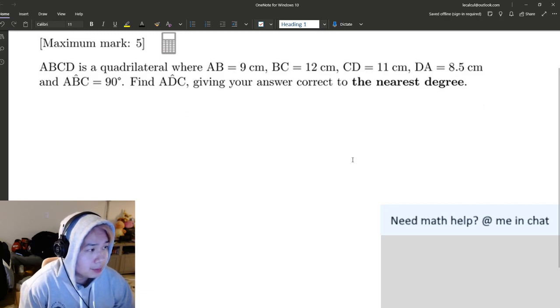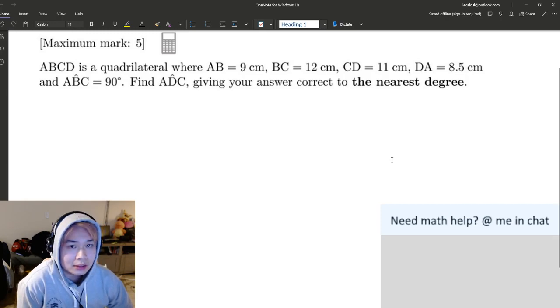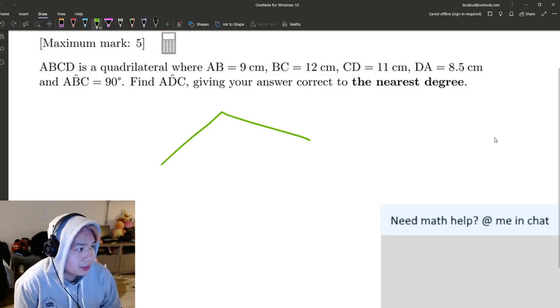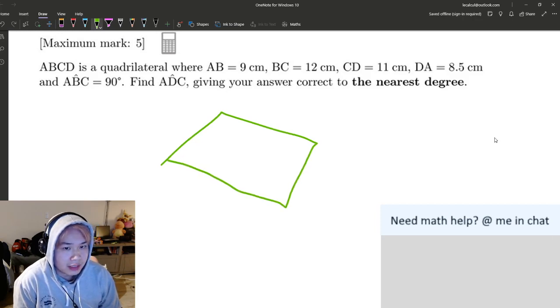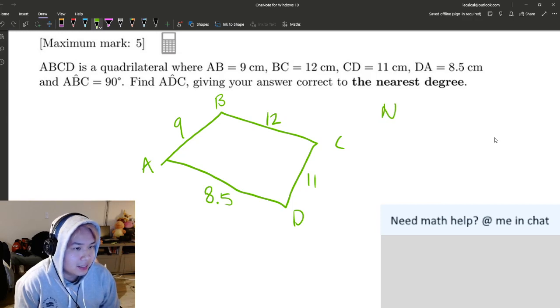Anyways, paper 2, we've got calculator. I have a quadrilateral ABCD, and we can just draw some sort of random four-sided shape and label these A, B, C, D. This side is 9, this is 12, this is 11, and this is 8.5. So obviously not to scale.